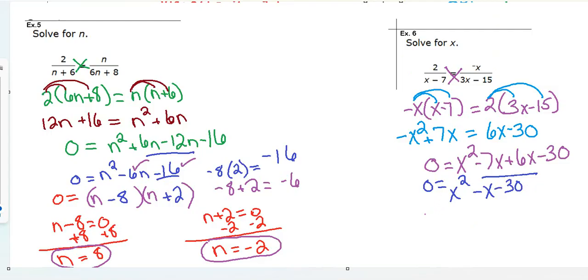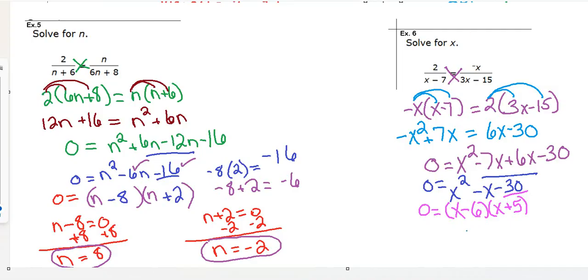This is still equal to 0. Each parenthesis, each factor gets an x because x times x, when you FOIL it back out, is going to give you that x squared. So we want the factors of negative 30 that will add up to a negative 1. That's not too hard. A negative 6 and a positive 5. When these two are multiplied together, it's going to give me a negative 30. When I add negative 6, positive 5, it's going to give me a negative 1.